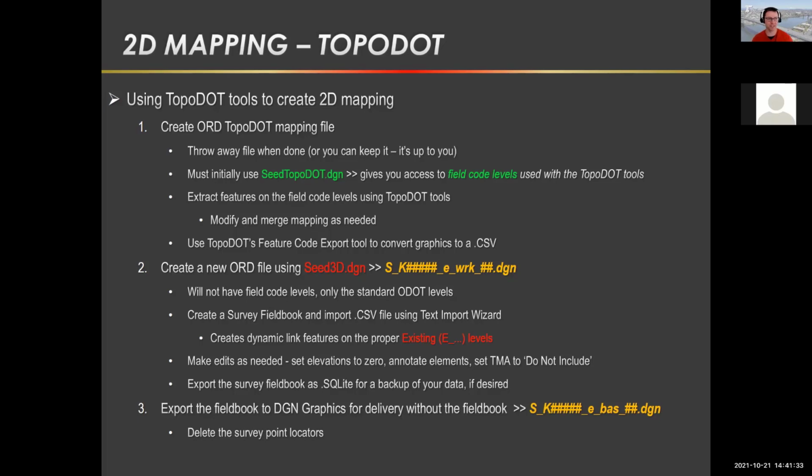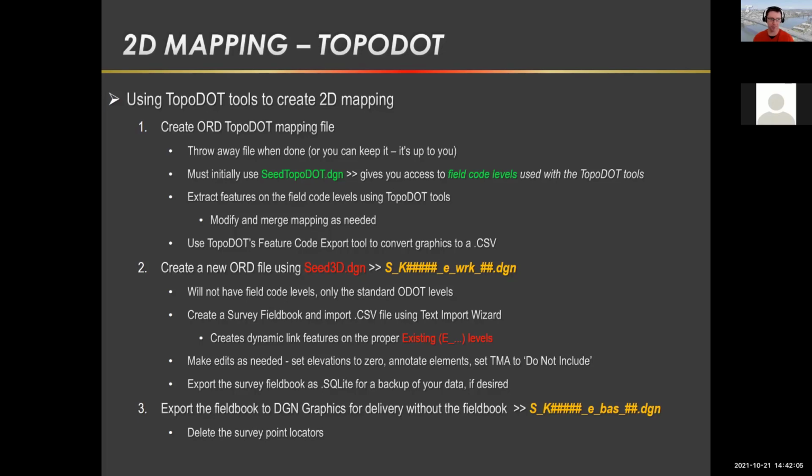But if this isn't something you're going to deliver, which you're not going to deliver anything from this file to anybody else, it's just primarily for you to use to extract features using TopoDOT. So you're going to use that seed TopoDOT.dgn seed file that I referenced in several webinars in the past. And what that seed file does is it gives you access to the field code levels that you're going to use when you're using the TopoDOT tools. You're then going to extract all those features on those field code levels.